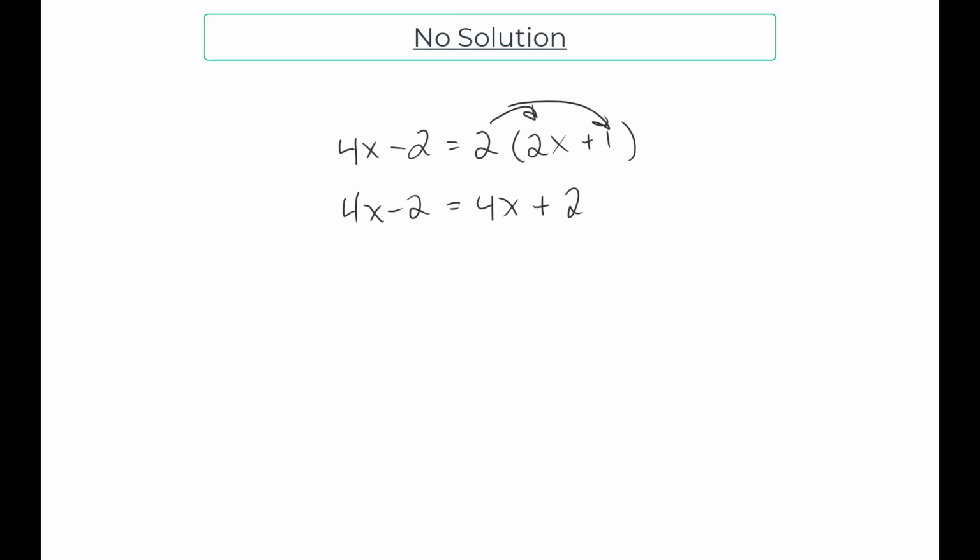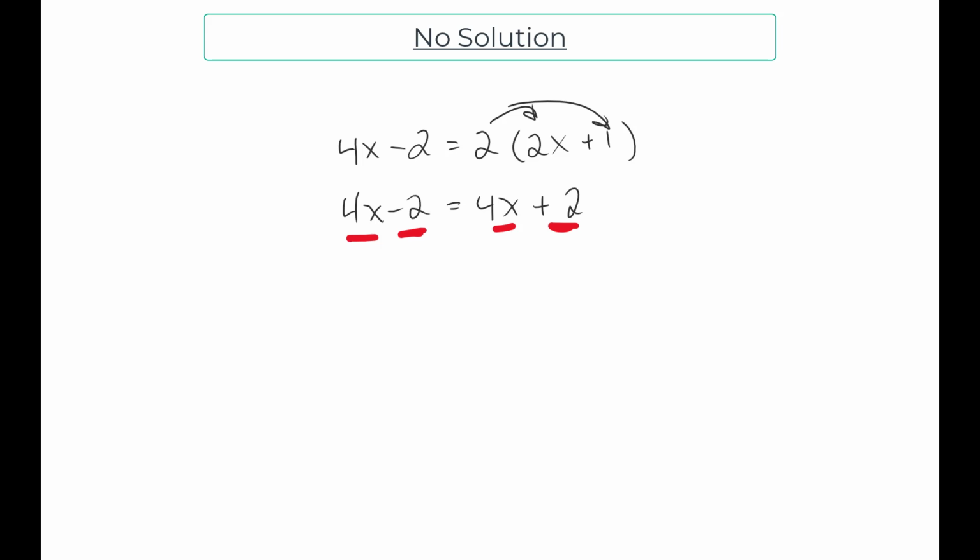One thing of note is we could actually stop right here, significantly because we can see that this is taking some number 4x on both sides. And on the left-hand side, we are subtracting 2. And on the right-hand side, we're adding 2 to that same number. So we know that this can never be correct.